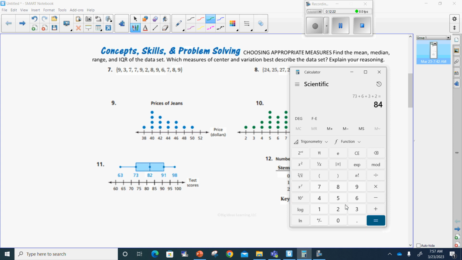That gives me 84. All right, now that I know there's 84 total, I'm going to divide it by the number of numbers there are. 1, 2, 3, 4, 5, 6, 7, 8, 9, 10, 11, 12. So when I divide this by 12, I see that that's going to be 7. So my mean is going to be 7.